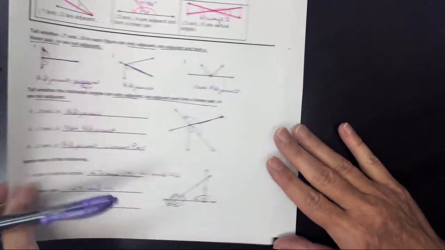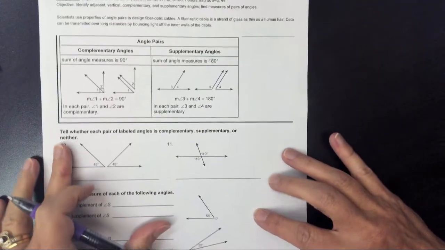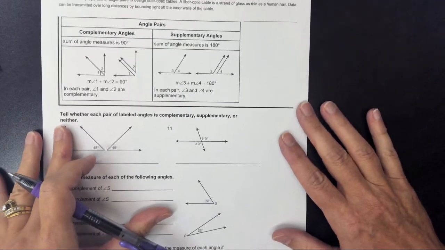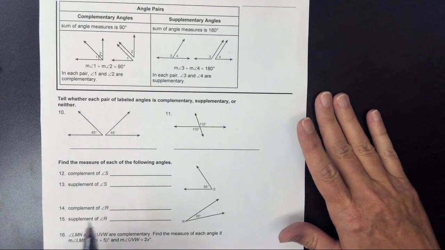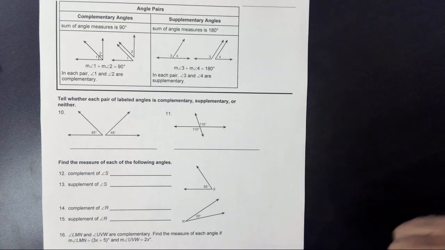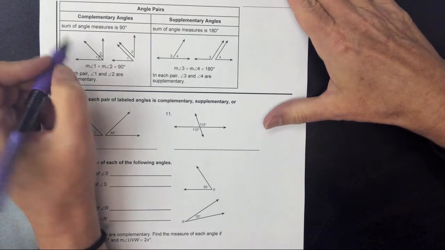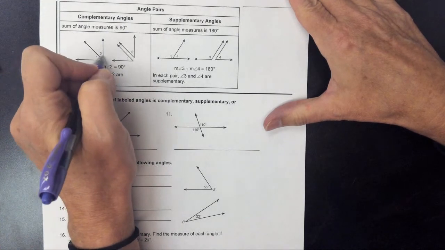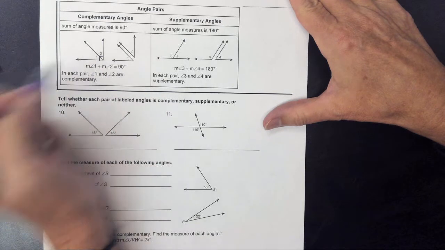Okay, next page. Now we have some terms you may be somewhat familiar with. Complementary angles, it's 2 angles that sum to 90 degrees. Supplementary angles, 2 angles that sum to 180 degrees. Notice the examples up here. You've got 2 angles that are adjacent. The little box means they add up to 90 degrees.